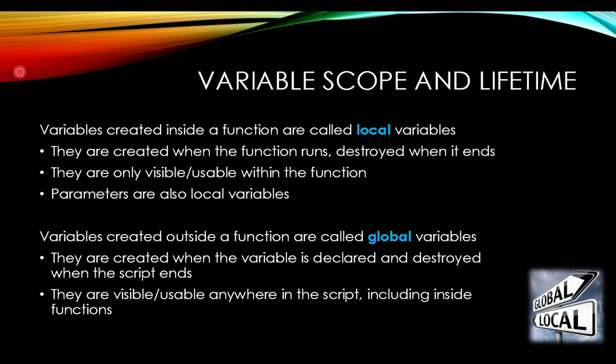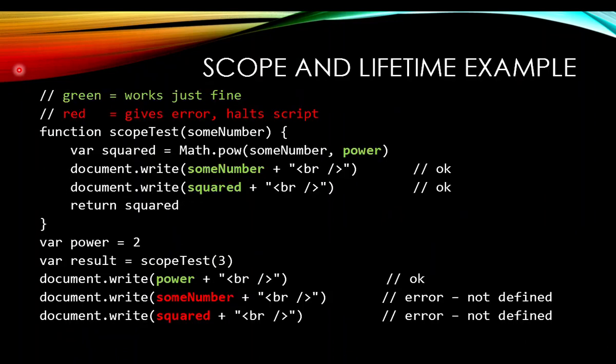So let's take a peek at an example to really understand what's going on here and see if we can follow scope and lifetime. So let's look here. We have a function called scopeTest, and we pass it some number. It's going to take that number and raise it to some power stored in a variable called squared. It's going to write out some number, it's going to write out the resulting square, and it's going to return squared, right? Just for an example of stuff.